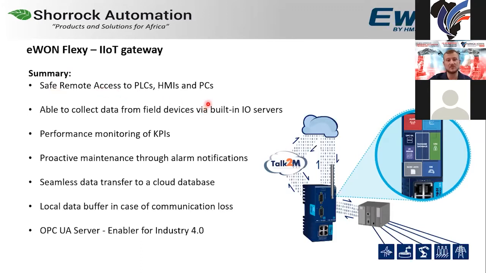Okay, in summary, the E1 IoT Gateway, or the E1 Flexi, provides safe remote access to PLCs, HMIs, and PCs. It enables us to collect data from different field devices via the built-in I/O service. It provides performance monitoring through the use of KPIs, also proactive maintenance through alarm notifications in the sense of an SMS or email, even FTP. Seamless data transfer to different cloud databases is possible, and then a local data buffer also exists in case of communication loss. Lastly, OPC UA server and client capability as an enabler for Industry 4.0.